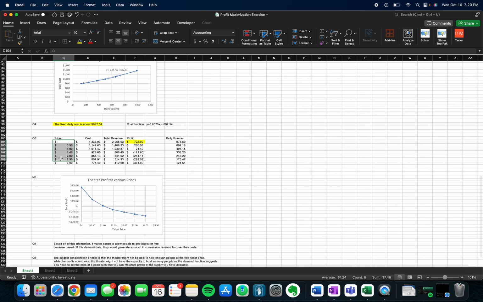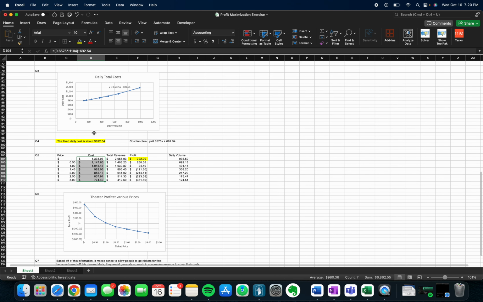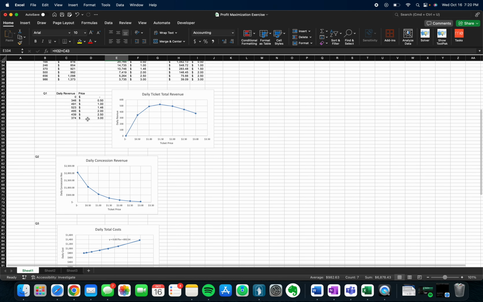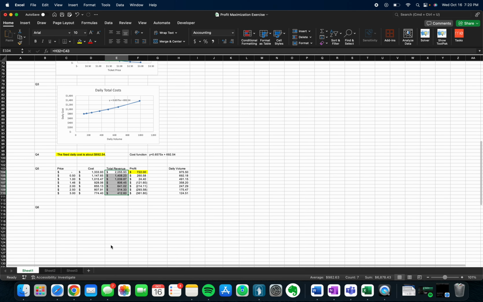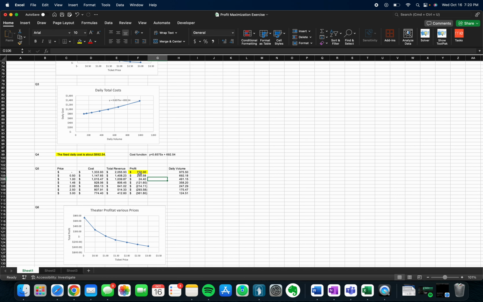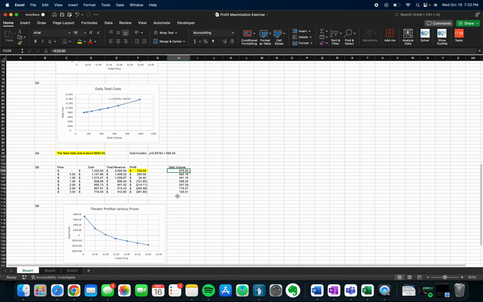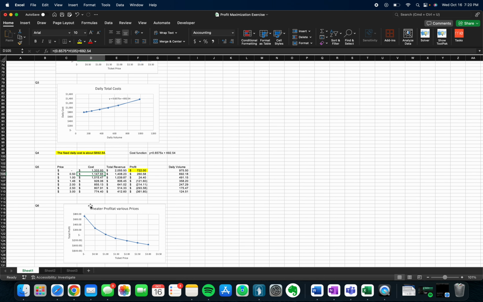So right here, I listed our prices. I listed the daily costs at each of these prices, the total revenues at each of these, which is a factor of concession revenue and daily ticket revenue at each of these prices. And then I simply just subtracted the cost from the revenue. Also, to find the cost, I used daily volumes, which I took monthly volumes divided by 30 to give you daily volumes, and that is what I plugged into the cost function for this x right here, which gives you these costs. At $0 ticket price, we would have the $722 of profit, which is the maximum.